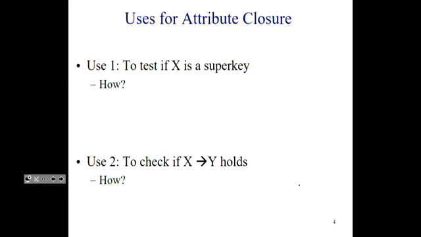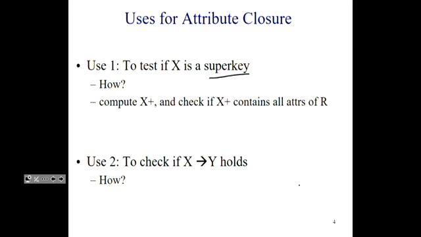There are two uses for attribute closure. The first is to test if something is a super key. Remember, a super key was a superset of a key, something that contains a key but possibly contains more stuff. To check if something is a super key, you simply compute the closure of X and then check if X plus contains all of the attributes of R.